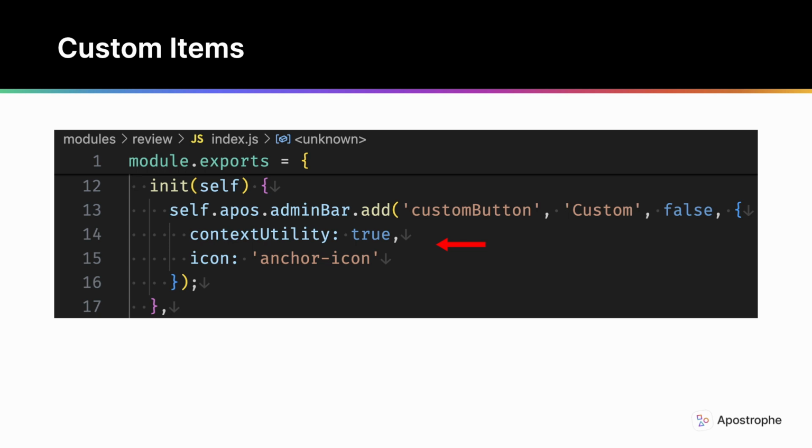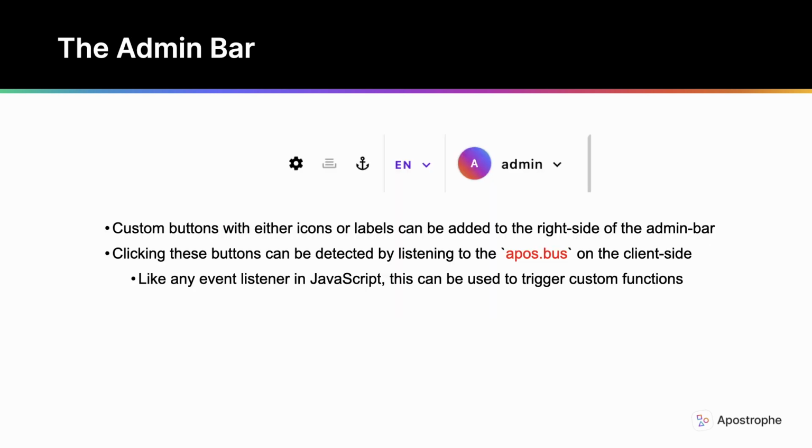If you set this option to true, you must also set the icon option to a registered icon name, as was covered in the Creating Widgets tutorial earlier in the series. You can also read about this in the documentation linked below. If we were to spin our project up now, we would see our new button with an anchor icon displayed on the right side of the admin bar.